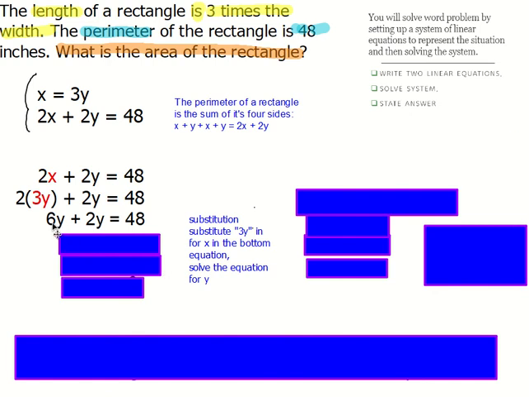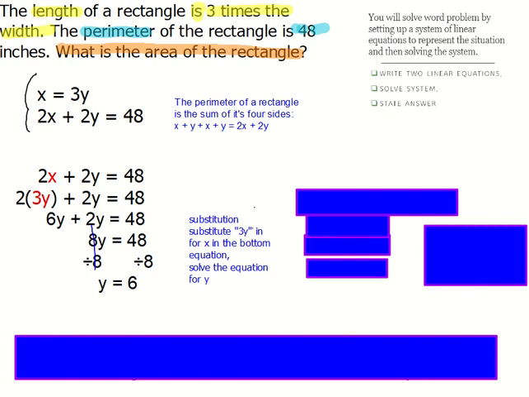Combine your like terms. 6y plus 2y is 8y. And then divide both sides by 8. The 8's cancel on the left. And on the right-hand side, do your division. 48 divided by 8 is 6. So y is equal to 6.